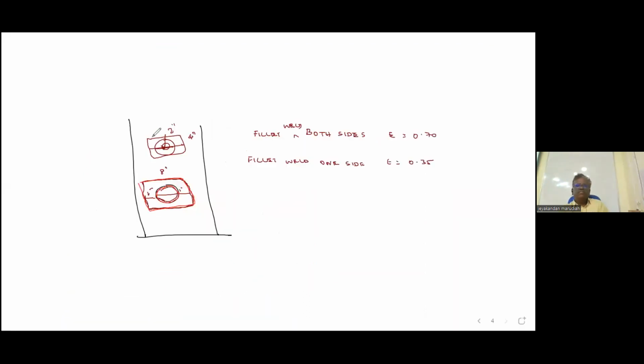One side. When you are welding a patch plate, suppose you are putting a patch plate and welding only outside, the efficiency will be 0.35. Yeah, generally if there is no hole, how will we go inside and weld? Only one side we will weld a patch plate. Okay sir. Because there is a hole, we are welding on both sides, then it will be taken as 0.7. Double side welding.